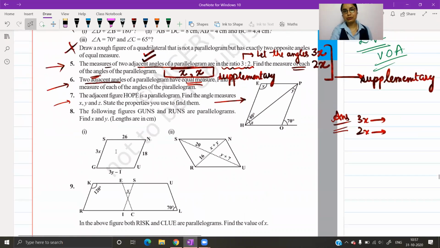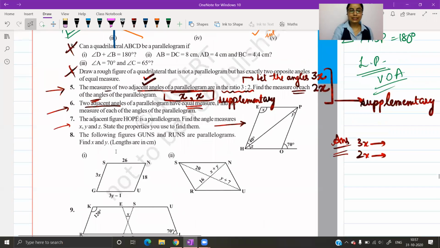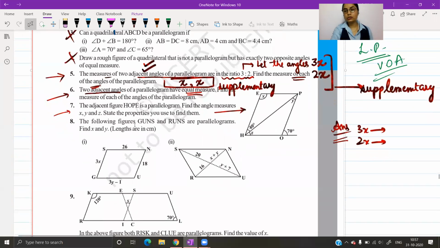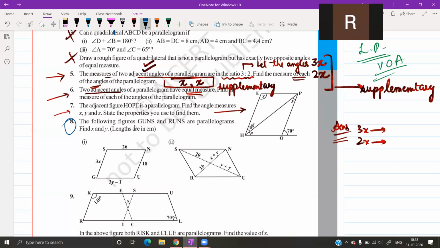Let's take a look at question 8. Now, I would just like to give you a reminder here so that you can think easily. The questions that we have done till now, question numbers 2, 5, 6, and 7, were all based on angles of the parallelogram. We have used the properties of the angles of a parallelogram. Now, if you look at question number 8 here, there are two parallelograms given to you, GUNS and RUNS. And then you have to find x and y; the lengths are in centimeters.